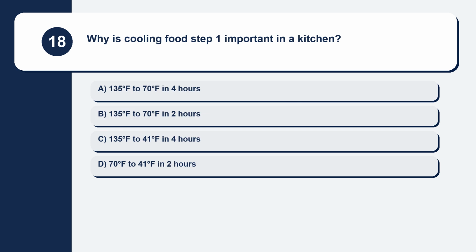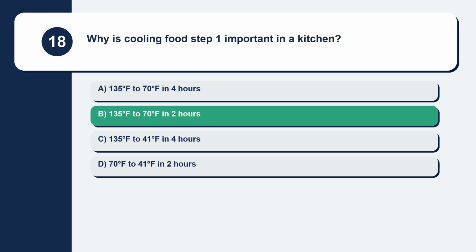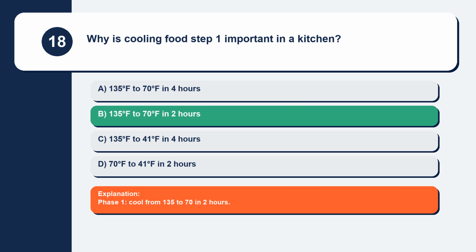Question 18. Why is cooling food, step 1, important in a kitchen? 135 degrees Fahrenheit to 70 degrees Fahrenheit in 4 hours. 135 degrees Fahrenheit to 70 degrees Fahrenheit in 2 hours. 135 degrees Fahrenheit to 41 degrees Fahrenheit in 4 hours. 70 degrees Fahrenheit to 41 degrees Fahrenheit in 2 hours. Phase 1: cool from 135 to 70 in 2 hours.